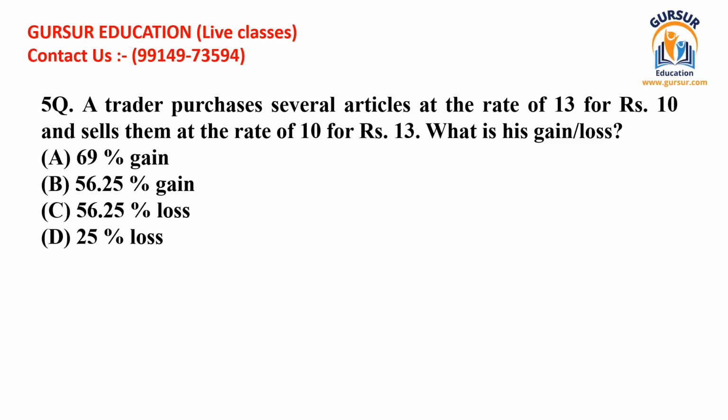The question is saying a trader purchases several articles at the rate of 13 for 10 rupees. So the cost of 13 units is 10 rupees. That means the cost of 1 unit would obviously be 10 divided by 13. Cost of 13 units is 10 rupees.